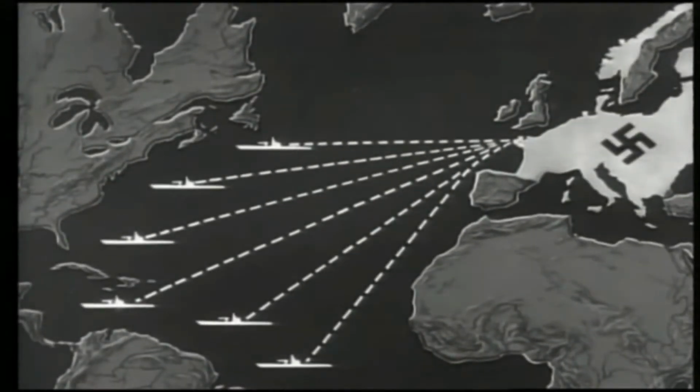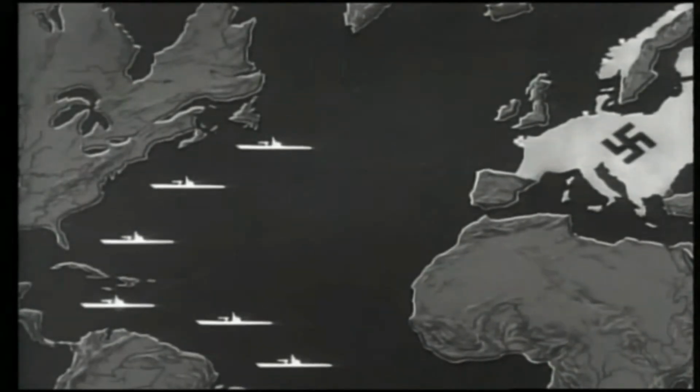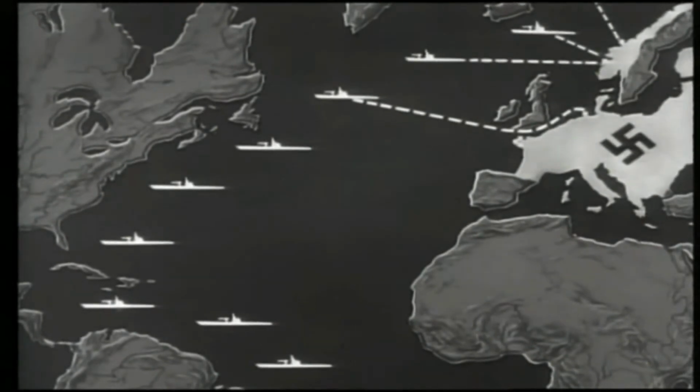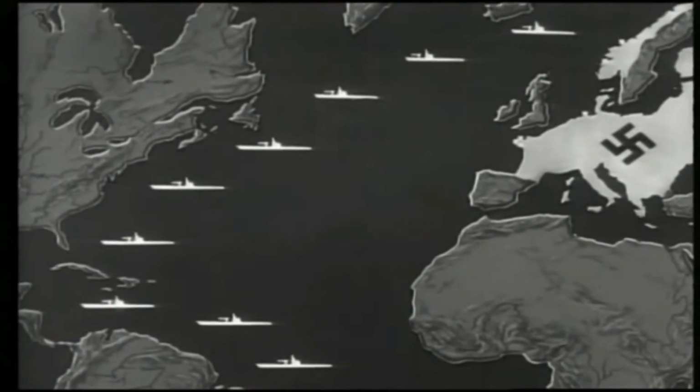Operating in mass echelons, they were to prey on shipping along the coasts of North and South America. And they were to disrupt the ocean supply lines to Britain and Russia, thinly guarded for lack of escort ships.